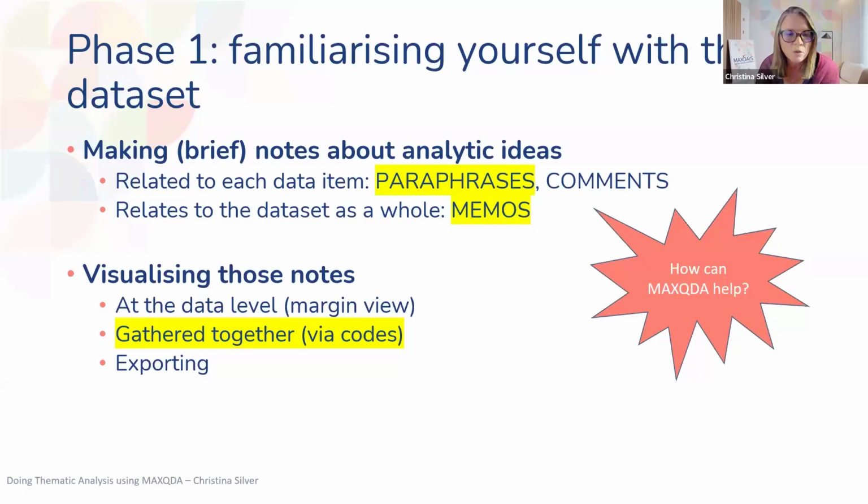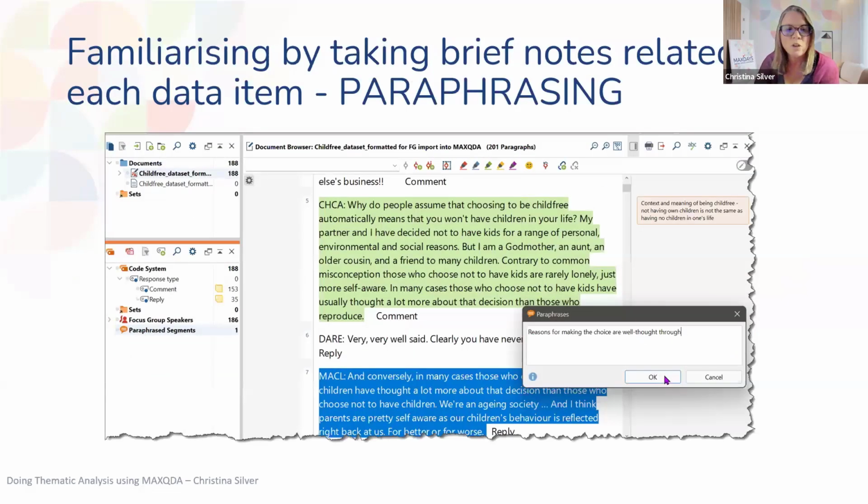Let's go to the next slide, which is talking about paraphrasing. Okay, so paraphrasing in MAXQDA is the idea that you see something interesting, a segment of data that's interesting, and you make a little note about that. So you might summarize it down, which is one of the ways of thinking about paraphrasing, or just add your thoughts about what's going on there.